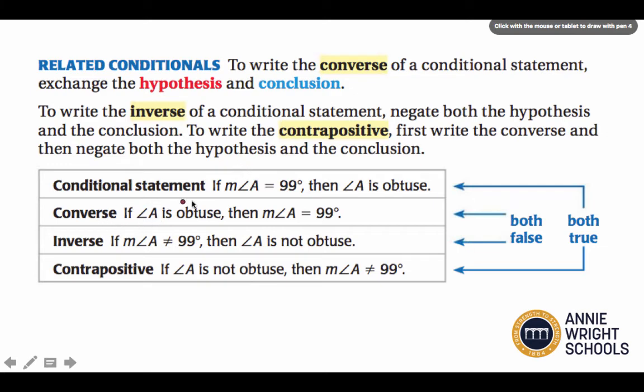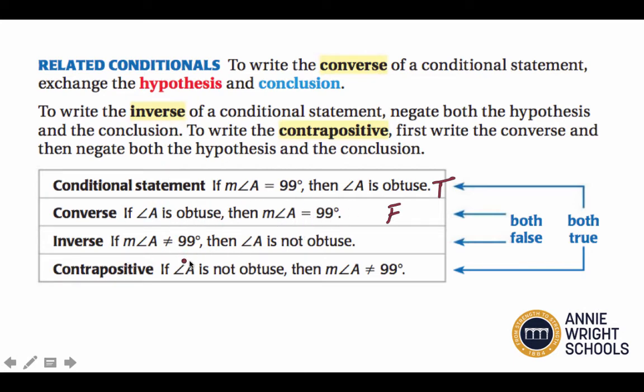So take a look at this example. If the measure of angle A equals 99 degrees, then angle A is obtuse. That is a true statement. The converse flips the conclusion and the hypothesis. If angle A is obtuse, then measure of angle A is 99. That is not true. There are many angles that are obtuse that don't measure 99 degrees.